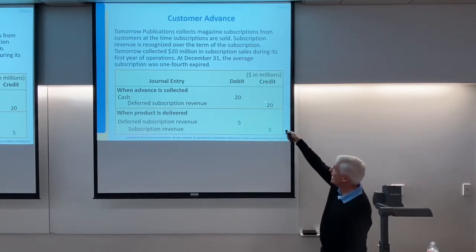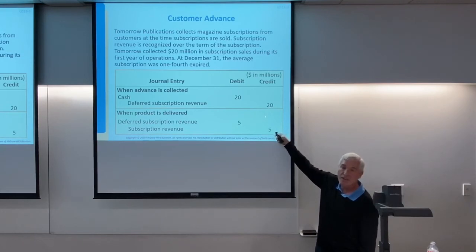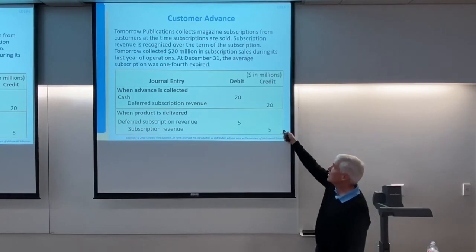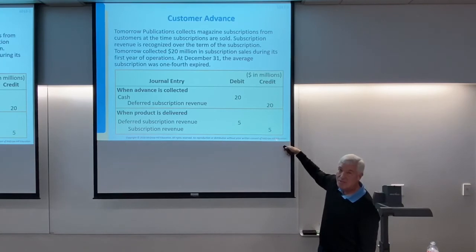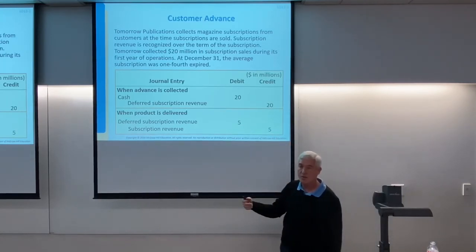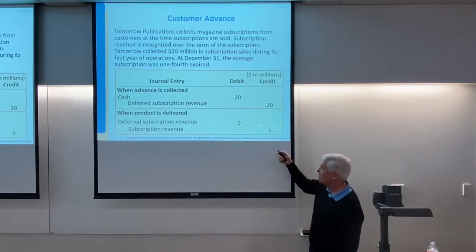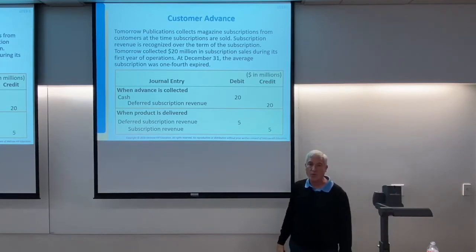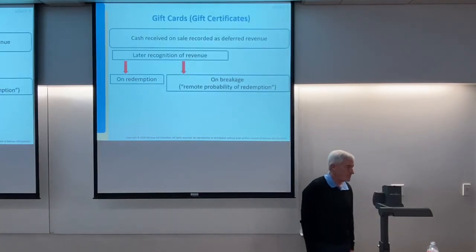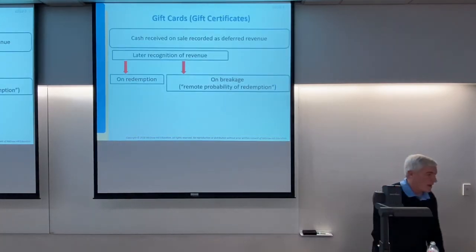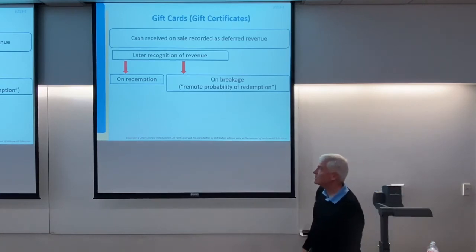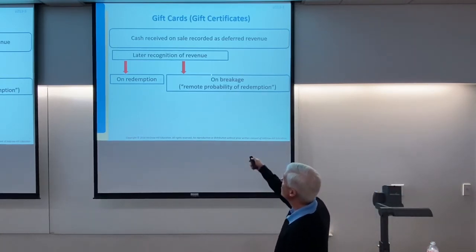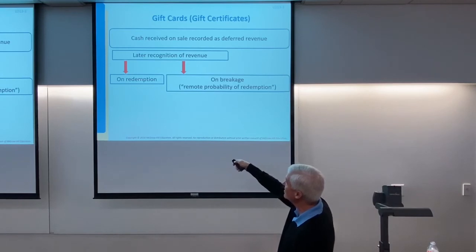Deferred revenue is a liability on the balance sheet. As long as that subscription is going to be fulfilled over the next 12 months, it's a current liability. Here, it only becomes an income statement item when we actually perform that service. And when we perform that service and record revenue, now we reduce our deferred revenue, our liability, with a debit. Gift certificates. Like Chili's, we receive cash, and so we record later recognition of revenue.